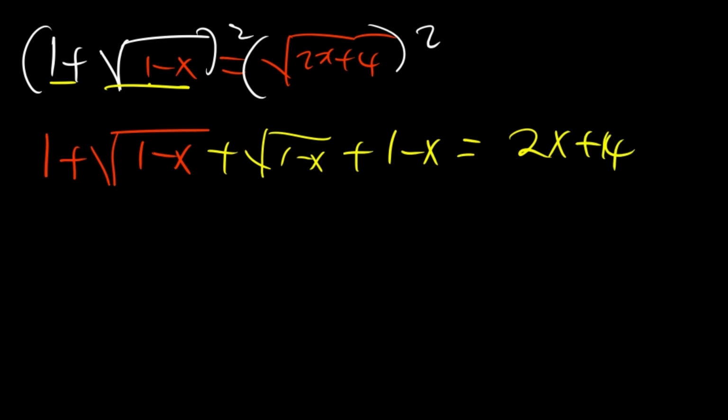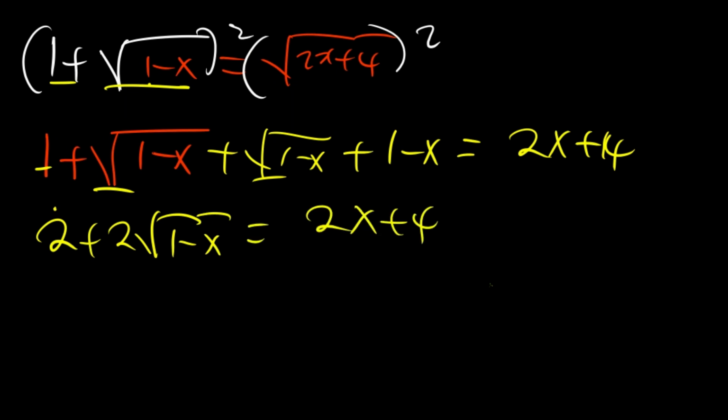Any question? Any question, please? No question. These two can be added. Again, this and that can be added. So I have 2 plus 2, the root of 1 minus x is equal to 2x plus 4. Now I only have one square root. You can mute your mic if you don't have a question.